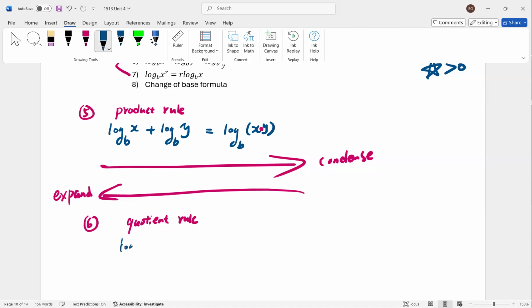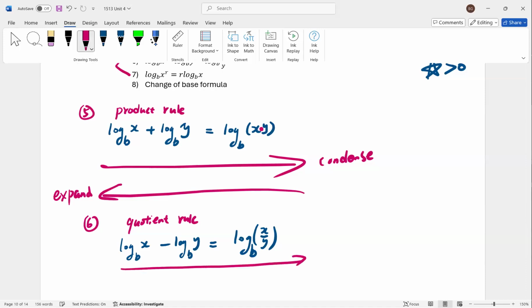The formula is log with base b of x minus log with base b of y equals log with base b of x over y. We also need to use this formula sometimes from left to the right. That's when we need to condense. Sometimes we use it from right to the left. That's when we need to expand.